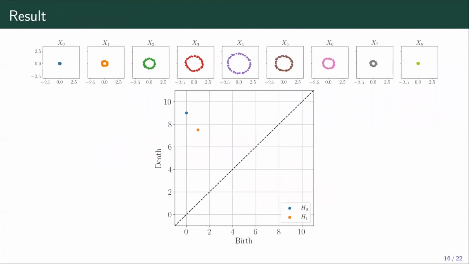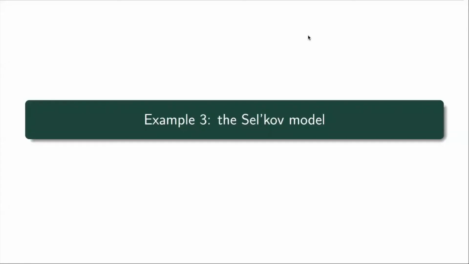So the resulting zigzag persistence diagram that we get has a point at the coordinates 1 and 7.5. So again, this corresponds to the fact that the circular feature appears here at x1, persists through the middle, and then disappears going into x8. So we are picking up that region of circularity. While the noisy behavior may cover up the signal on either end, the noise doesn't impact the signal in the middle. Okay, so for our last example, we're going to look at the Selkov model.